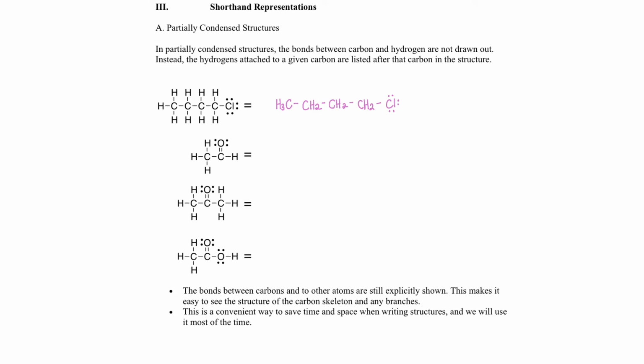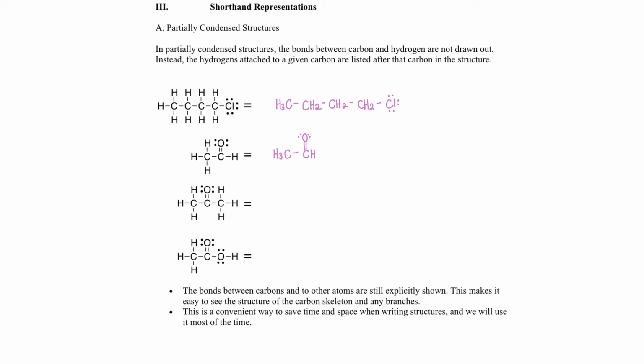On to the next one. So we have a CH3 again. And then we have a carbon double bonded to an oxygen, right? We're not abbreviating the carbon-oxygen double bond because it's not to a hydrogen. And then we show the hydrogen that's directly attached to the carbon again. So that's a partially condensed structure.